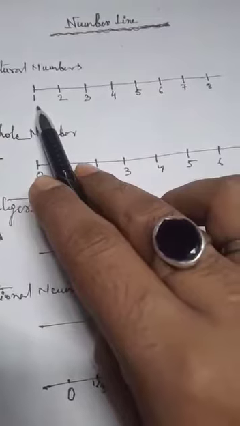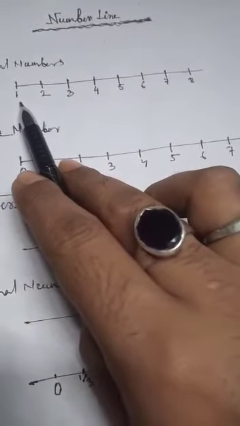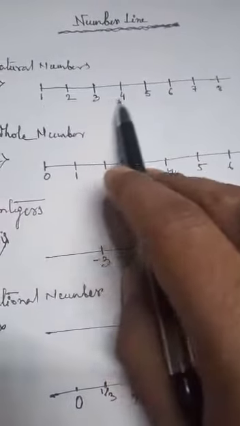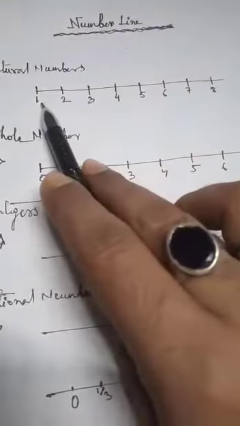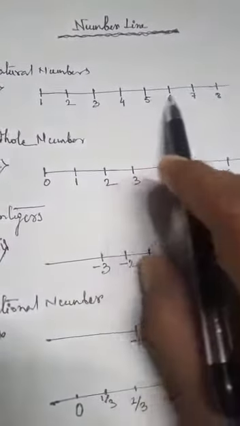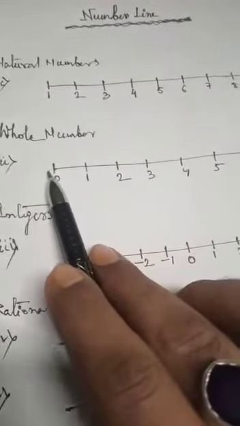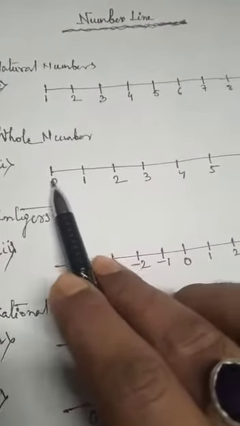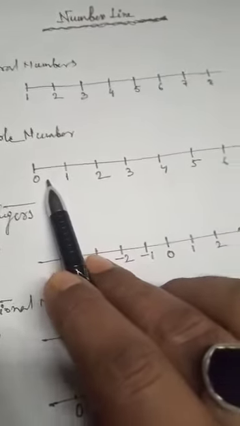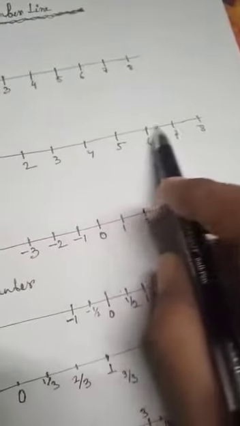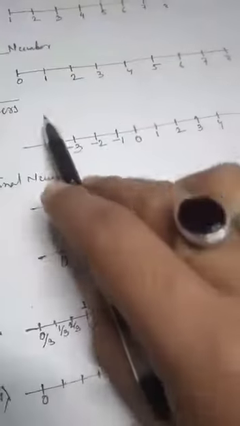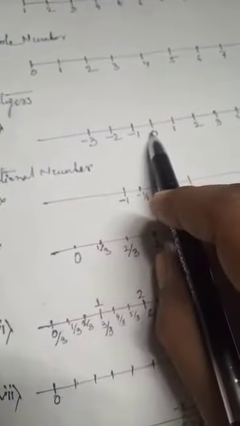What is a natural number? Natural numbers, we know, are the numbers which start from 1 and go on up to infinity. Next is the whole number. Whole numbers start from 0 and again go on up to infinity. The third concept is the integer. We know what an integer is.